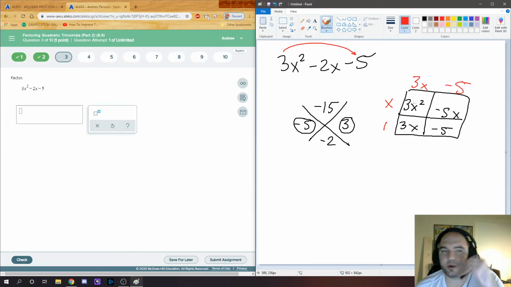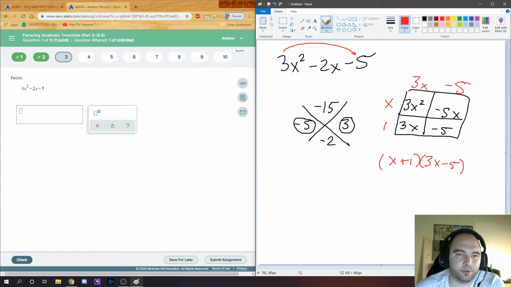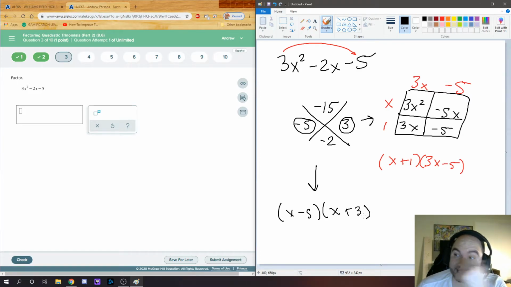This is a very similar process to an earlier assignment, 8.5, when we were factoring by grouping. So what happens is you get x plus 1, 3x minus 5. That's the solution there. Now before I go crazy and type that in, that's one way. So this arrow represents you doing the box method. This arrow represents the bottoms up method. You write x minus 5, x plus 3, which is very similar to what we have been doing on assignments.